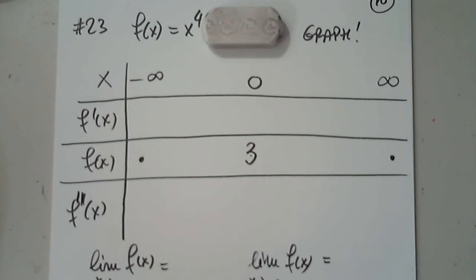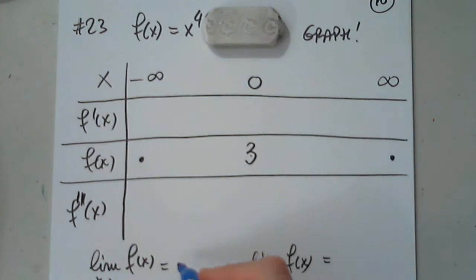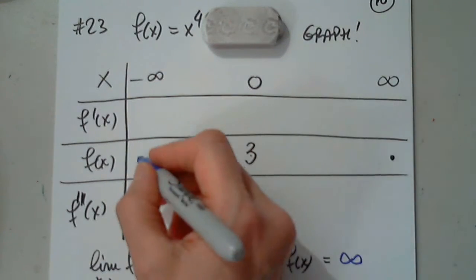Anyone? Oh, would it be negative? That would be infinity. So what do I put here? Infinity. And here? Infinity. Of course.